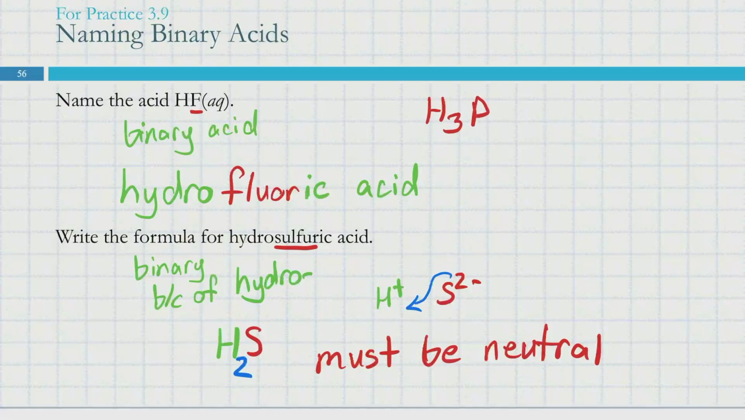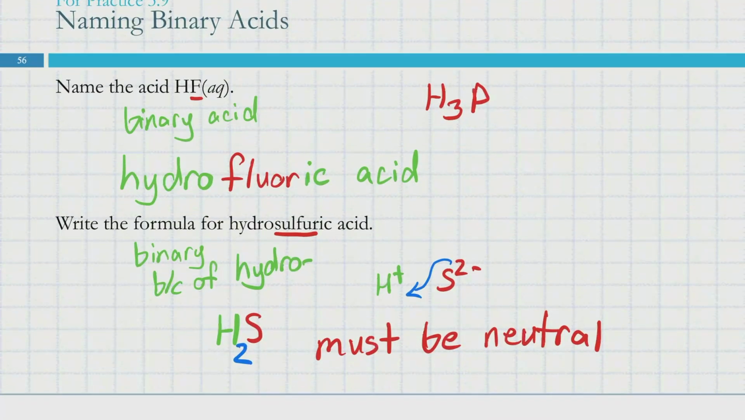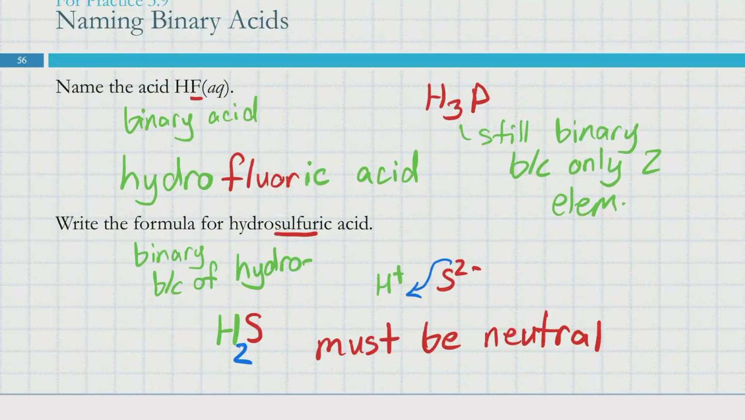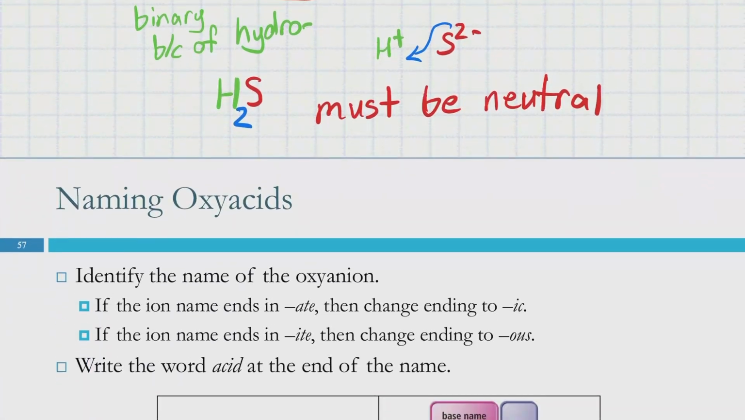We could also have compounds like H3P. This is still a binary acid because we only have 2 elements. So don't get confused that we have more than 2 hydrogens and think, oh, it's some secret third thing. It's not a secret third thing. It's still just a binary acid, still binary because only 2 elements. Any questions about molecular compounds or binary acids? All right. Now to have fun with oxyacids.